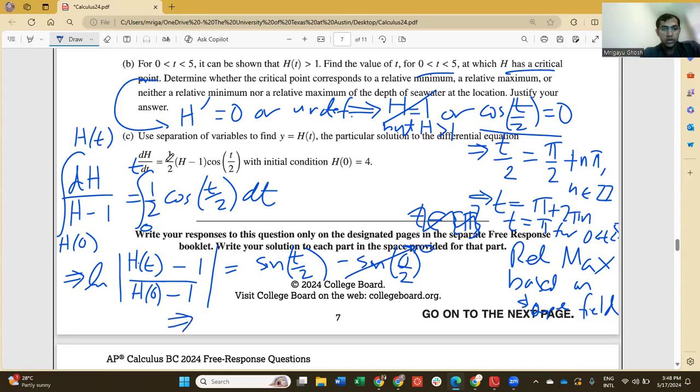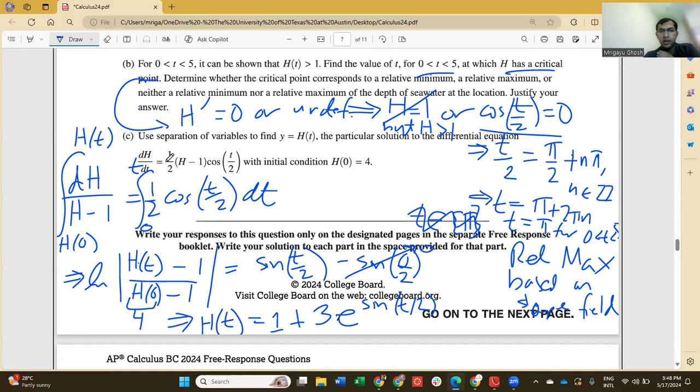So now we can solve. We have h of t. Again, I'm going to combine some steps just so I can fit it all on one page. But at this point, it's just simple algebra, right? So we have h of t equals 1 plus, it would be h of 0 minus 1. So h of 0 is 4, right? So 4 minus 1 is 3, times e to the power of sine of t over 2. I believe that would be your answer.